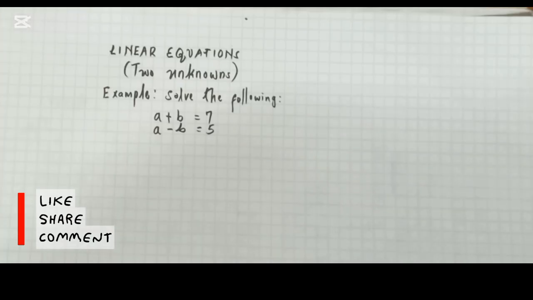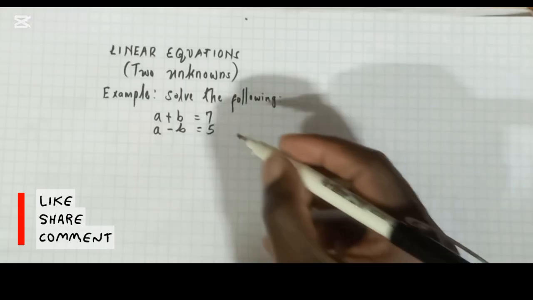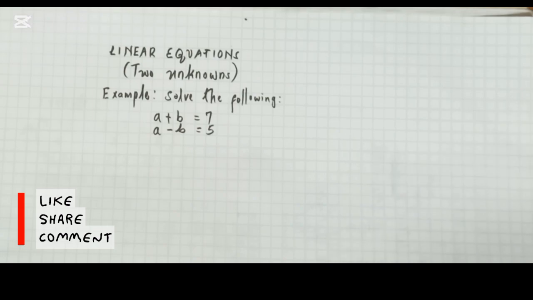The example that I have here is a demonstration of a simultaneous equation. It is a linear equation with two unknown variables, that is a and b. We have equation 1 as a plus b equals 7, and equation 2 as a minus b equals 5. We are supposed to solve for a and b, to get the values of the two unknowns.